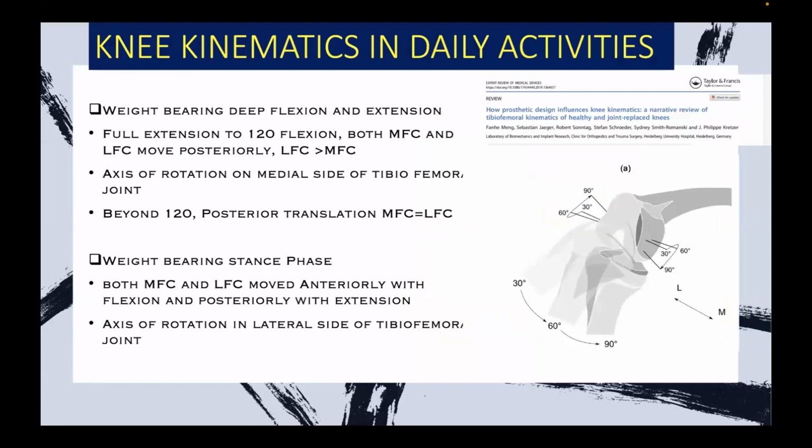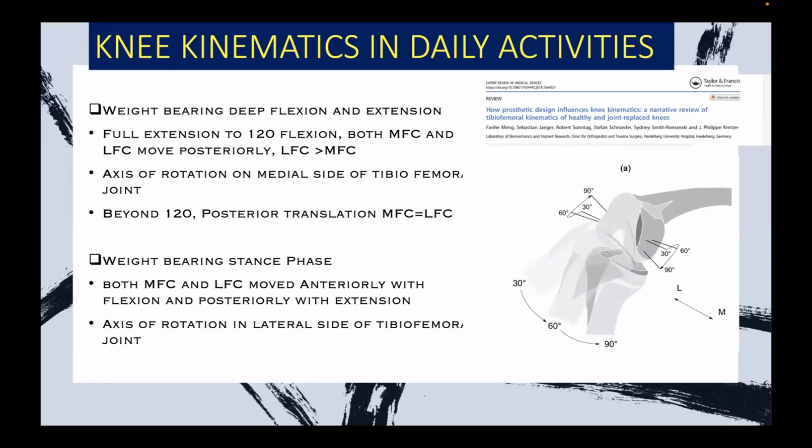This was a publication which came in 2019. This is just to highlight the complexity of knee kinematics. They found that in native knee kinematics, on weight bearing, from full extension to 120 degrees of flexion, both the medial femoral condyle and lateral femoral condyle move posteriorly. And the movement in the lateral femoral condyle is more than that in the medial femoral condyle. The axis of rotation is on the medial side of the tibiofemoral joint. And beyond 120 degrees, there is posterior translation of both femoral condyles.